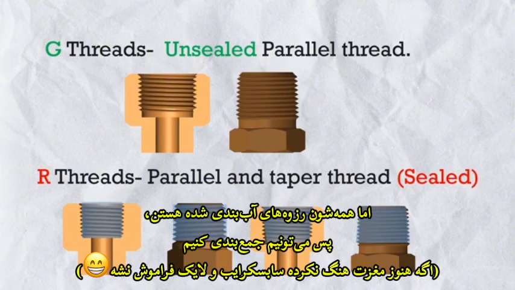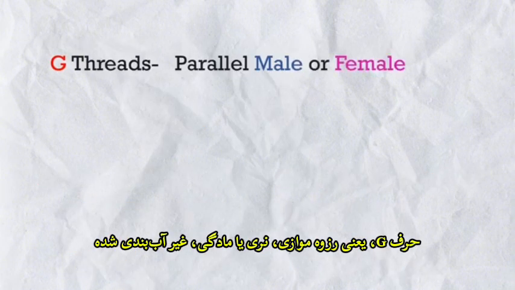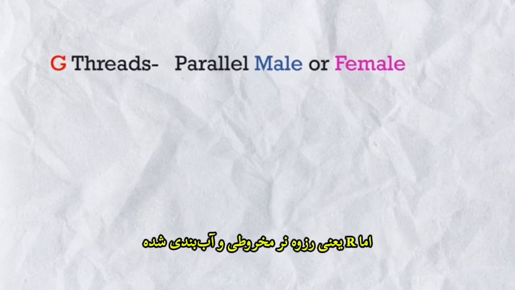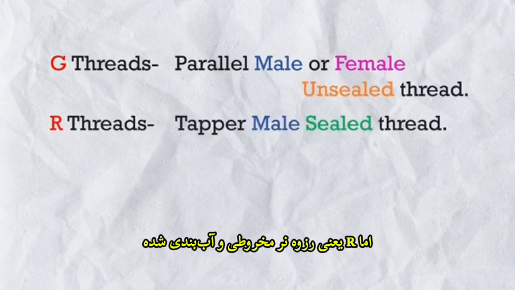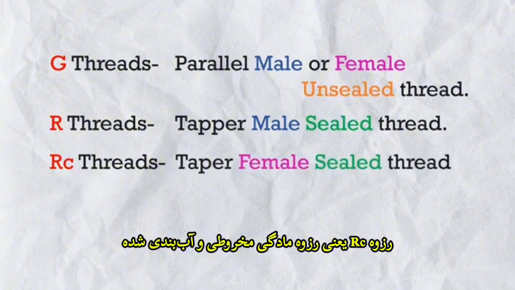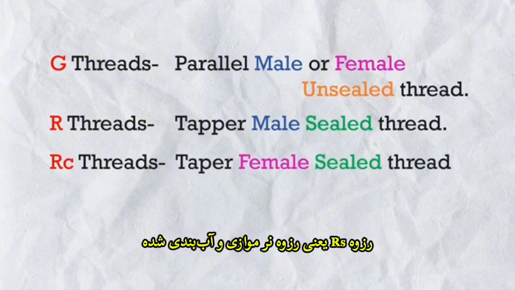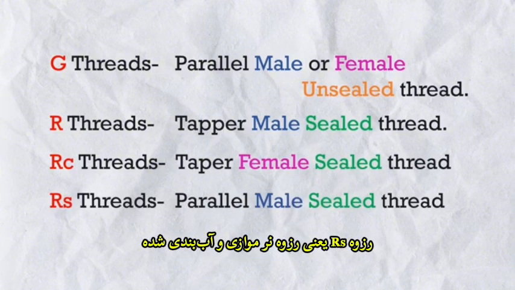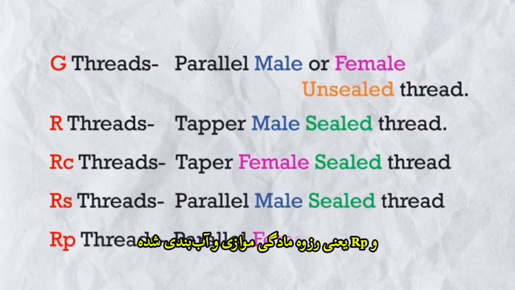So we can summarize it. G means parallel male or female but unsealed thread. R means tapered male sealed thread. RC means tapered female sealed thread. RS means parallel male sealed thread. And RP means parallel female sealed thread.